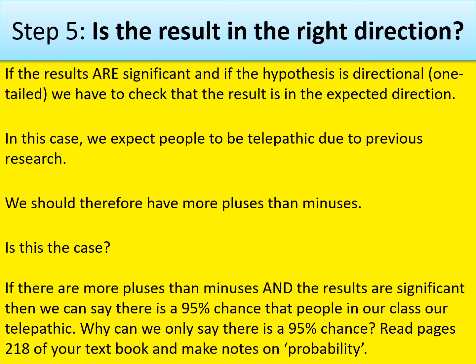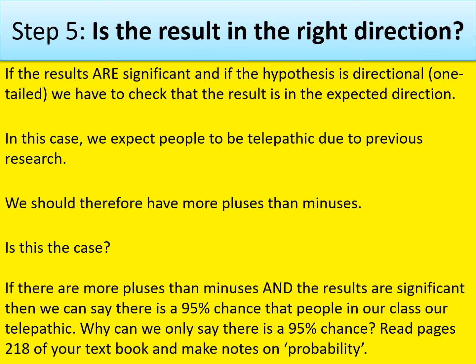If it had been the other way around and we'd had 12 minuses and 3 pluses, the results would have looked significant, but what that really means is everyone who got the minus got less than 5 xenocards correct, and so that means that they're definitely, absolutely 100% not telepathic. So you just have to check that the results are in the right direction. I don't know whether they'd really put anything on the exam about that. I've never seen it before, but it's just something to be aware of.